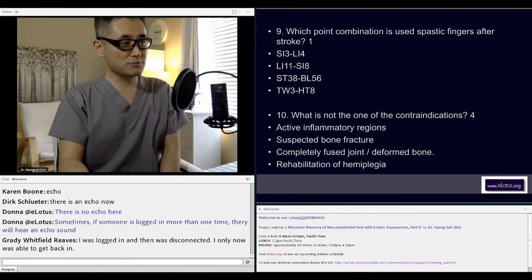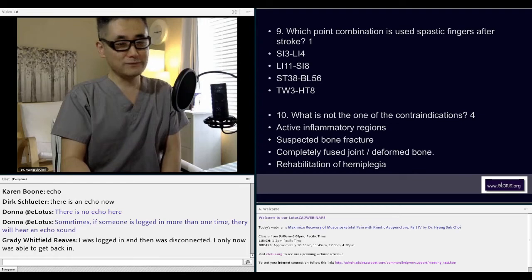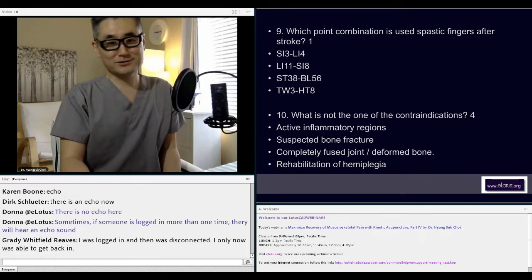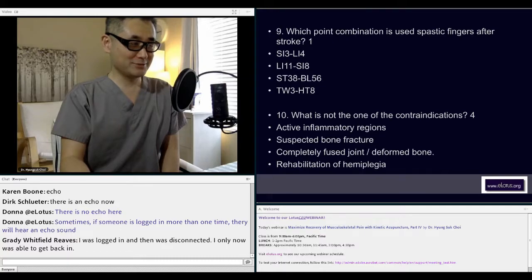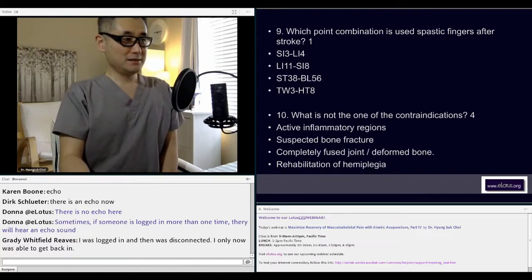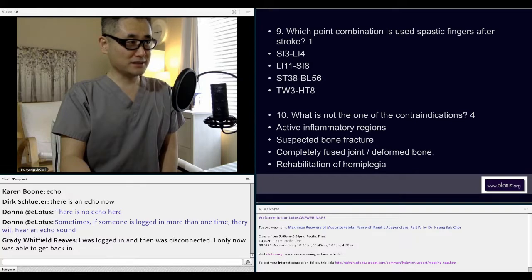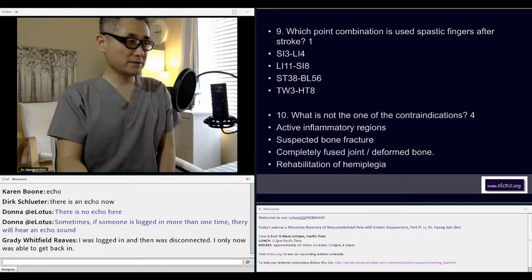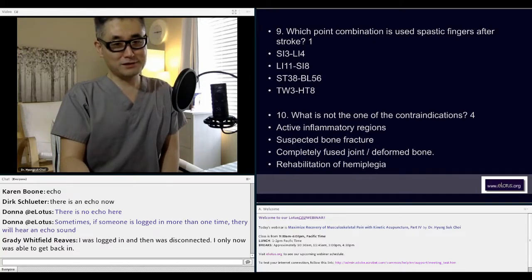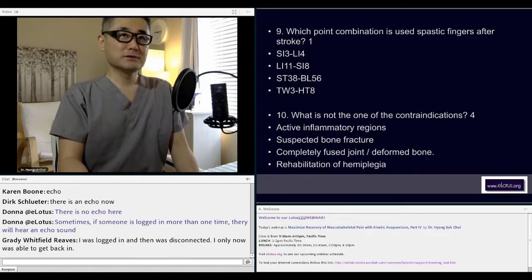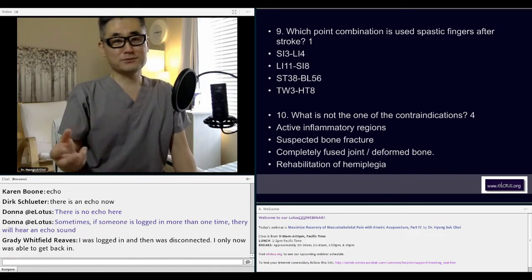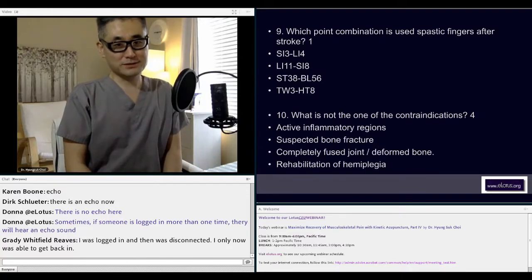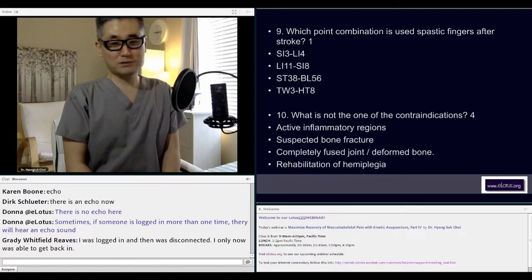And what is not one of the contraindications of kinetic acupuncture? Not the general contraindications. So the question is very ambiguous. So, the contraindications, let's put it, of kinetic acupuncture. Active inflammatory regions, you'd better not apply the movement. You can aggravate the injury. So most of the kinetic acupuncture technique is not good for acute injury, except the technique we will learn today.